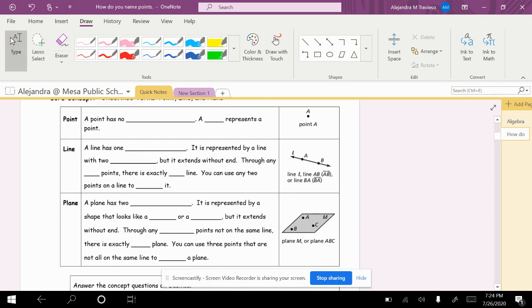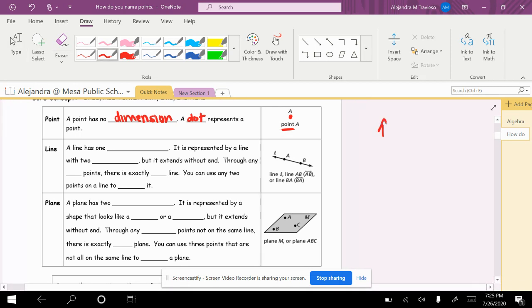So point. A point has no dimension. A dot represents a point. Here's our dot. When we name it, we're going to say point, and then we're going to say what it's called. So it's called A. We're going to put A. It has no dimension because it doesn't go up, down, to the left, to the right, nothing like that. So it doesn't have any dimension.